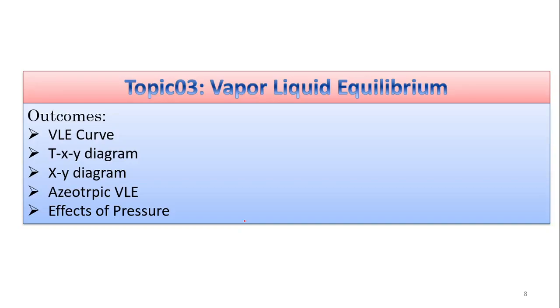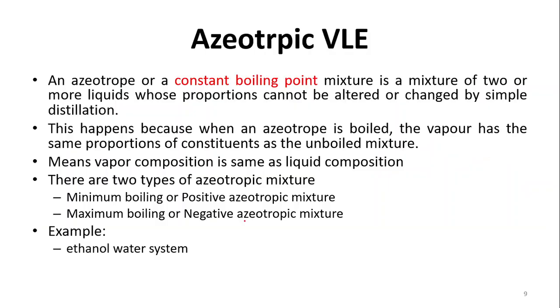Today we are going to discuss vapor liquid equilibrium, the second lecture of this topic, and that is related to a special case of vapor liquid equilibrium, the azeotropic vapor liquid equilibrium. It is a very special type of vapor liquid equilibrium data that is slightly different from the TXY data we studied in the previous lecture, which is common VLE data.